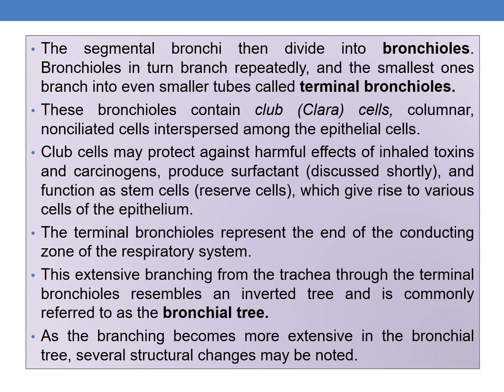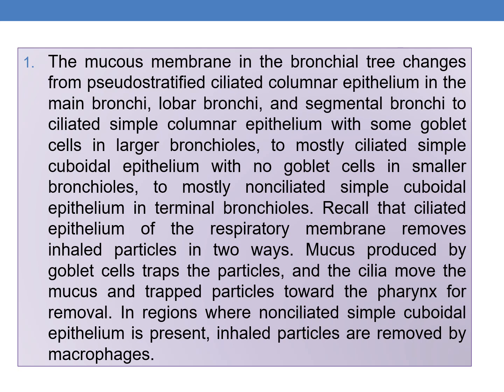As the branching becomes more extensive, several structural changes may be noted. The first change occurs in the mucous membrane. It changes from pseudostratified ciliated columnar epithelium in the main bronchi, lobar bronchi and segmental bronchi, to ciliated simple columnar epithelium with some goblet cells in larger bronchioles, to ciliated simple cuboidal epithelium with no goblet cells in smaller bronchioles, and non-ciliated simple cuboidal epithelium in terminal bronchioles.